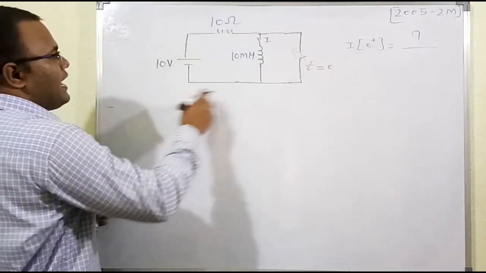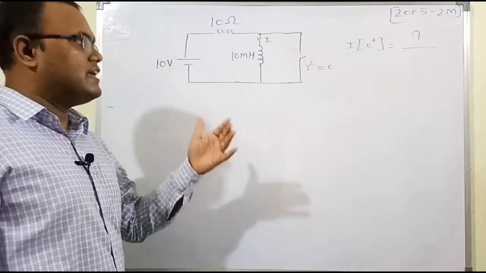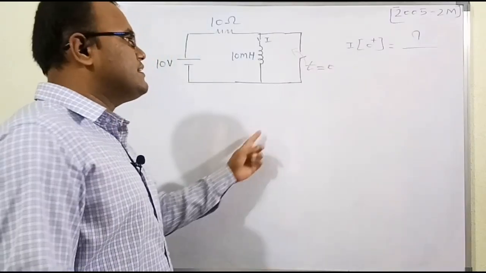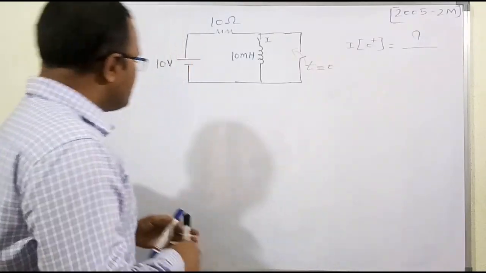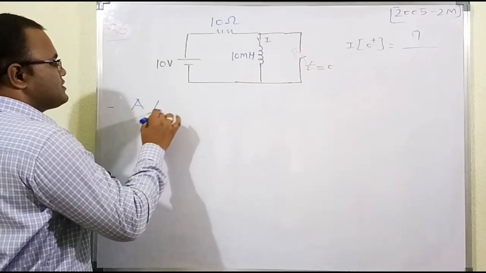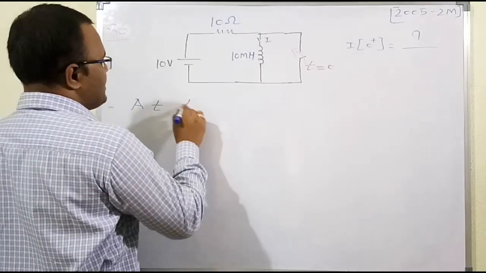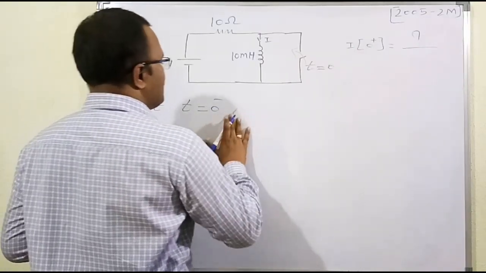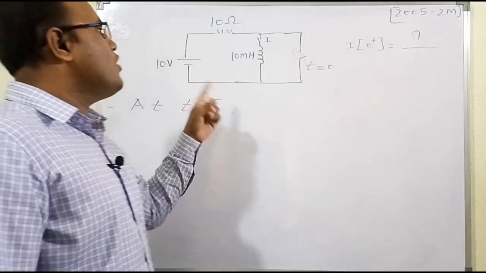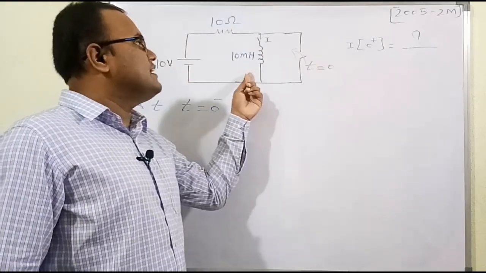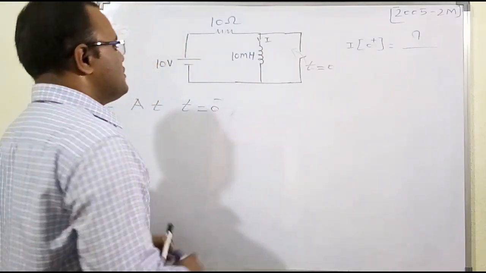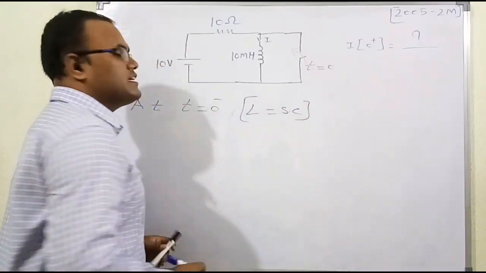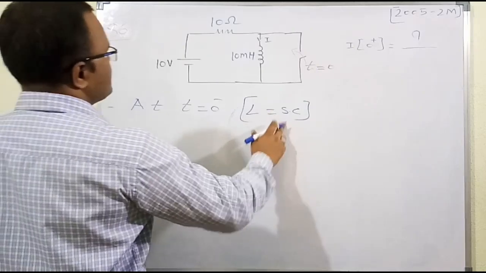If you see carefully, at t less than 0, the switch is in off position. At t greater than 0, the switch is in closed condition. So at t is equal to 0 minus, the circuit is at steady state condition, which is already given in the question. Whenever the circuit is in steady state and DC is applied, the inductor will become a short circuit. So therefore L is equal to short circuit at the final steady state condition. Here L means inductor and SC means short circuit.